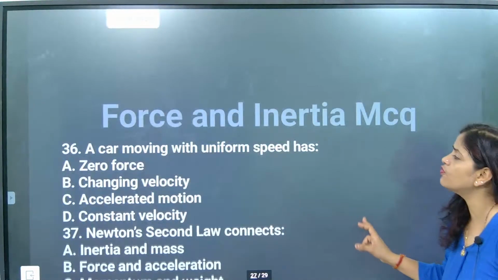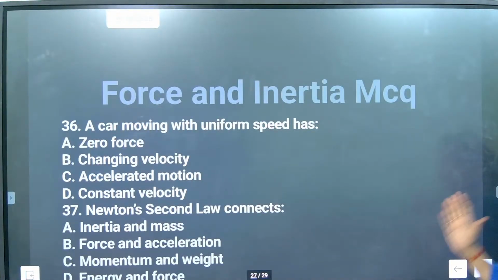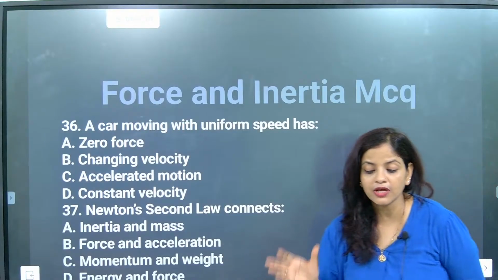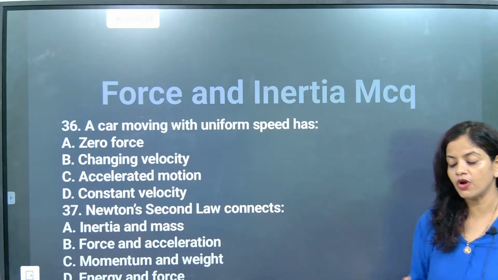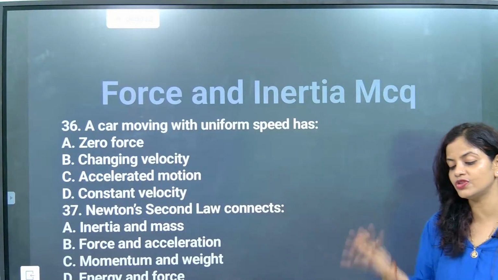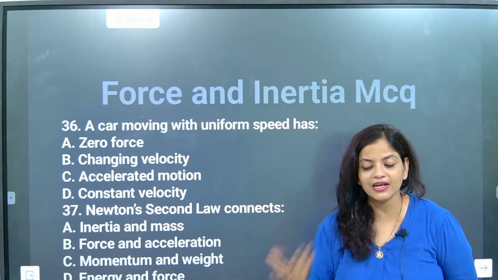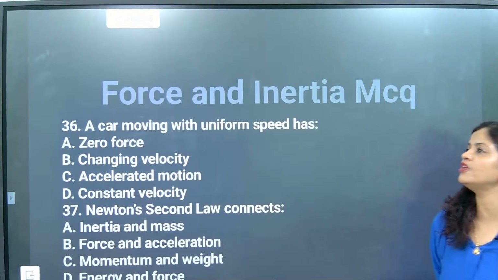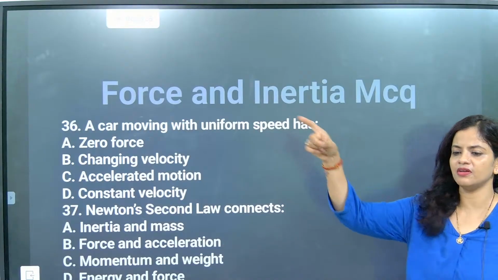A car moving with uniform speed has zero force, changing velocity, accelerated motion, or constant velocity. MCQs are always going to be troublesome for all the children. So please share this channel with your friends also and let them learn. Now listen. A car moving with uniform speed. Can you close that fan, beta? The sound is disturbing.